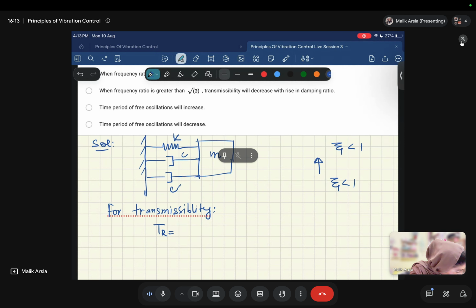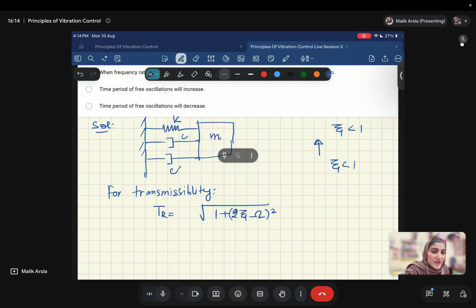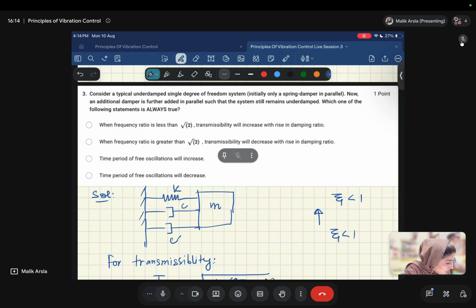We know that transmissibility equals under root of 1 plus 2 zeta omega square, whole square, upon under root of 1 minus omega square whole square plus 2 zeta omega square, where zeta represents the damping ratio and omega represents the frequency ratio. Here we have to see what happens when this frequency ratio is less than root 2 and when it is greater than root 2.